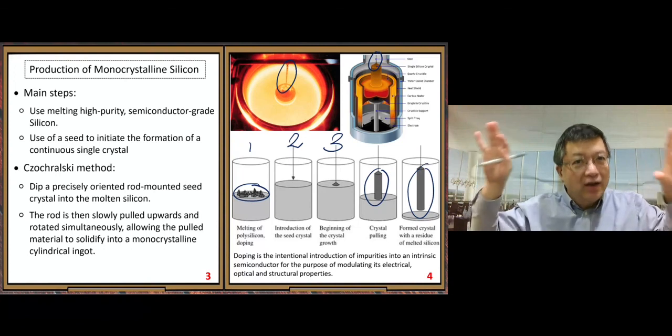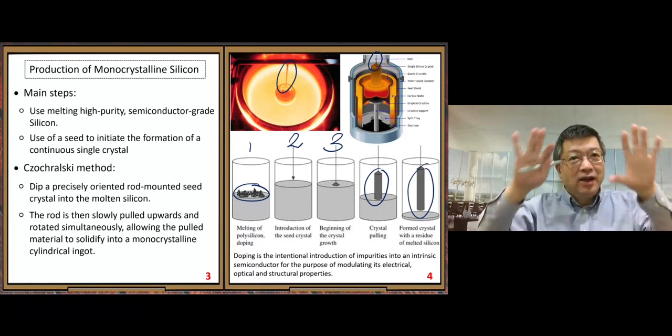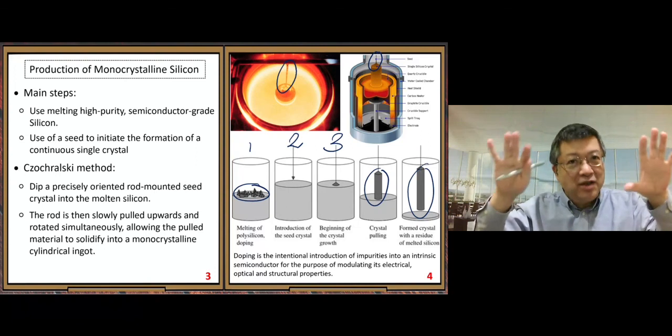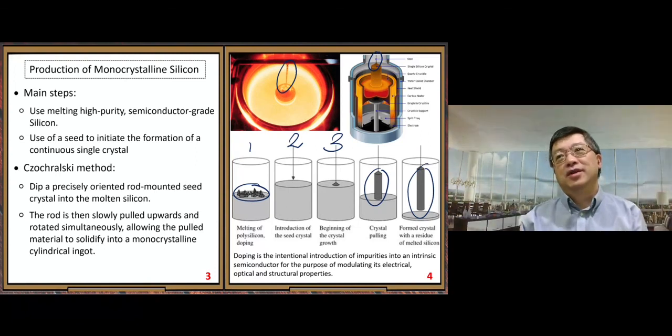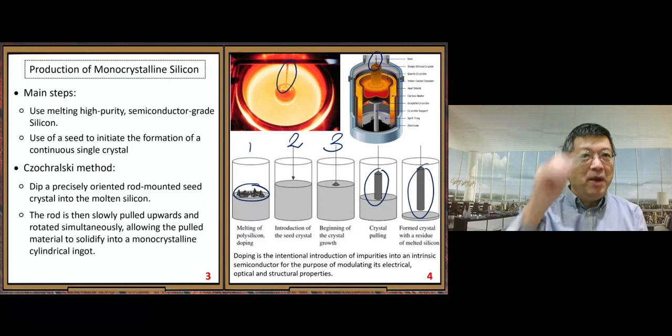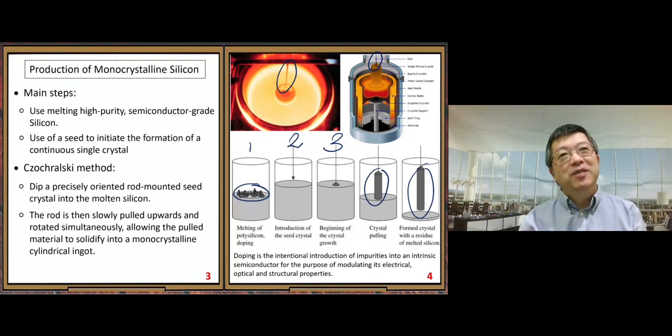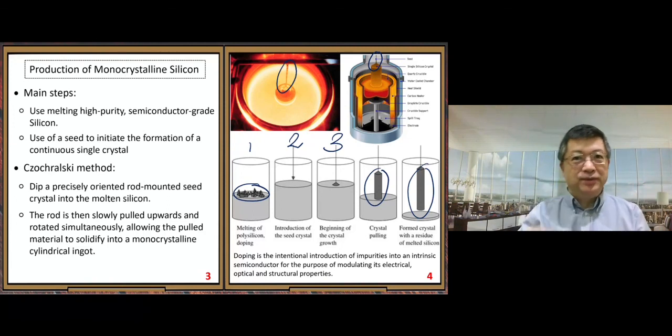The Czochralski method. Because the name is hard to pronounce, sometimes people just use the CZ method. Okay? CZ method, the first two characters. It's easy to call it. Czochralski method. All right.